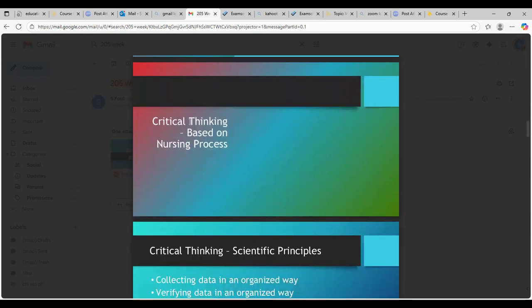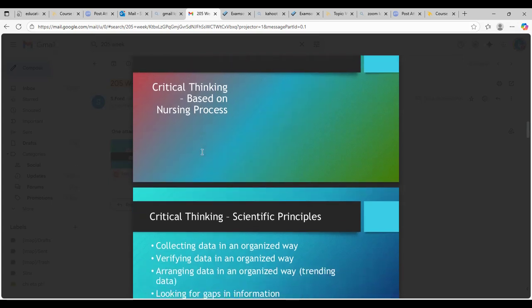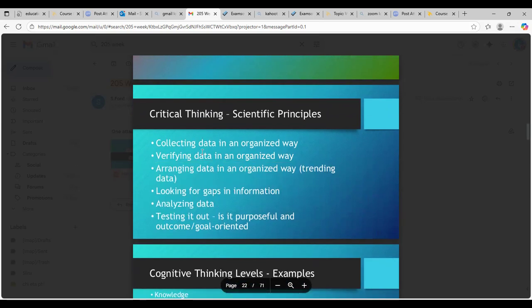We talked about critical thinking. It is needed, and it is based on the nursing process. We need critical thinking, and just go back to the nursing process: assessment, we can't get away from it, thinking it through, evaluation. We're implementing that nursing process, but critical thinking is based on the nursing process. So we need to know the way that we gather information and what we do with this information. First, we want to collect the data. We want to do it all in an organized way. Then we want to verify the data, because sometimes you'll collect information that is erroneous.